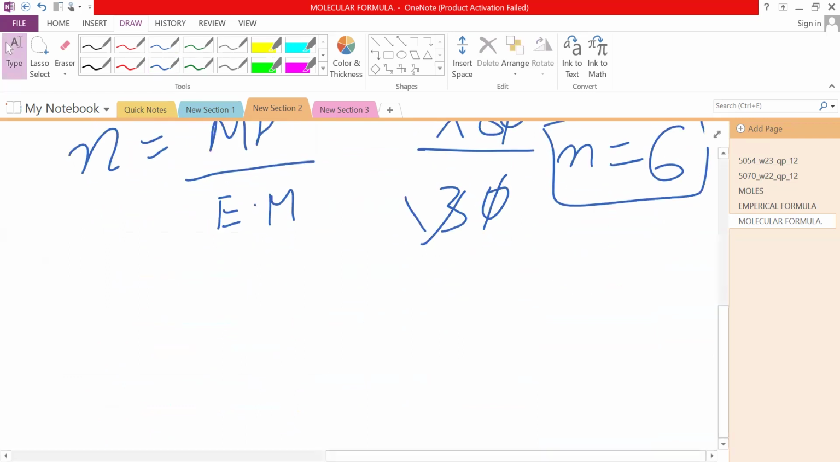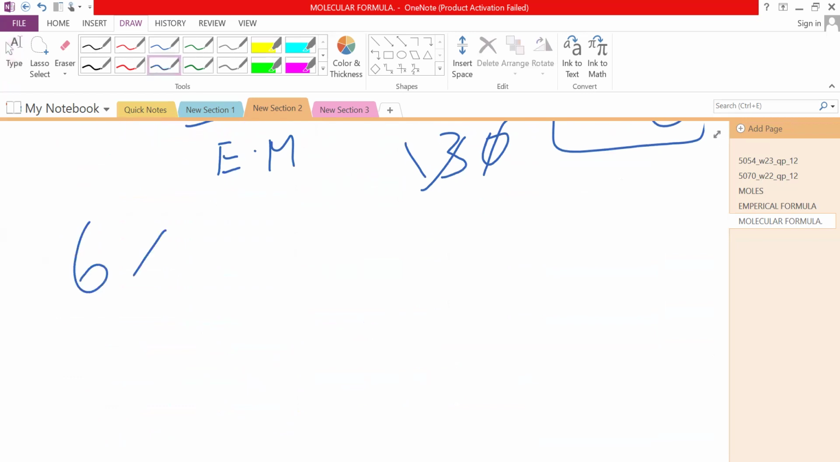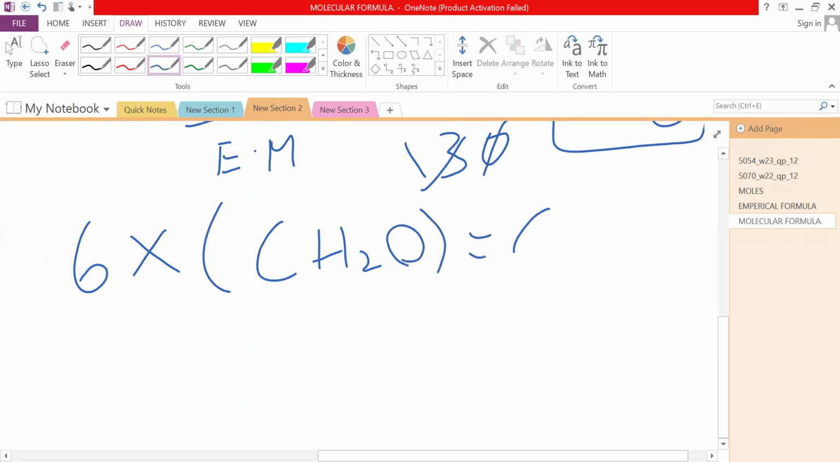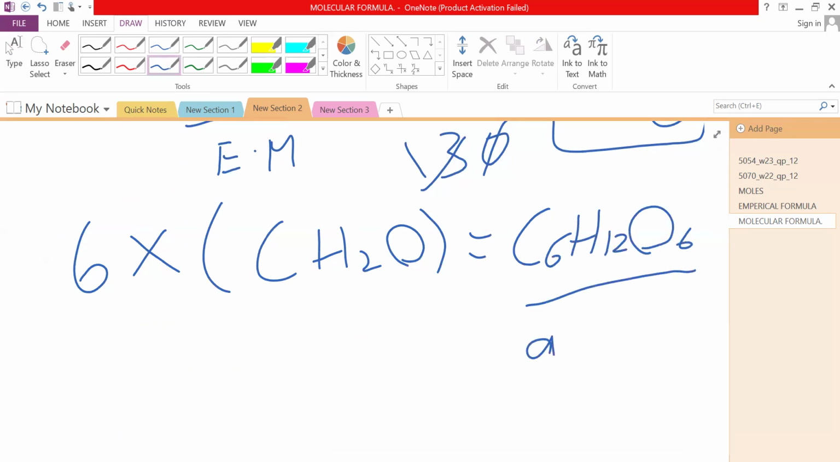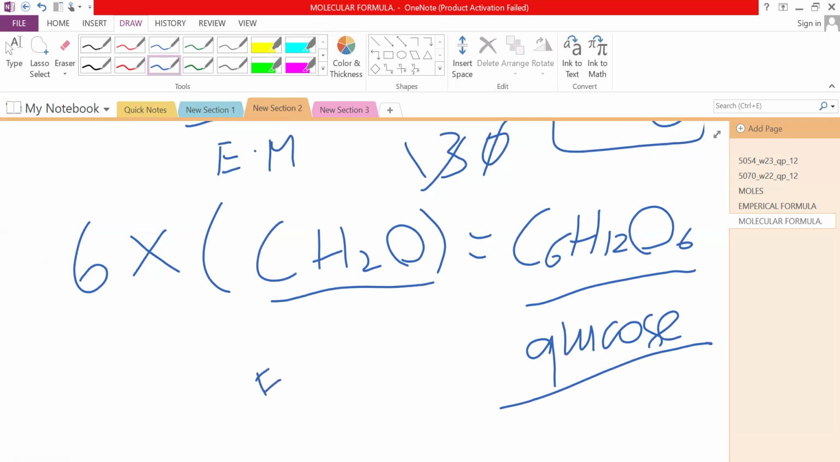Now what you have to do is multiply 6 by the empirical formula, and the empirical formula was CH2O, which was given in part A. When you multiply it, we get C6H12O6, and this is the formula for glucose. You shouldn't write that this is the formula for glucose, but I'm telling you that the above empirical formula is the empirical formula of glucose, and this one is the molecular formula of glucose.